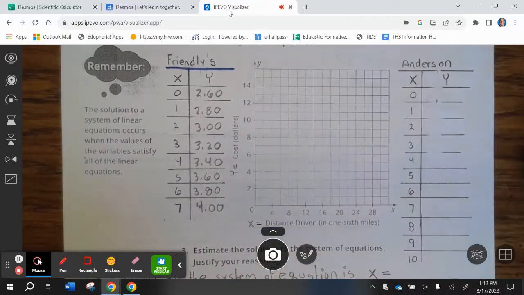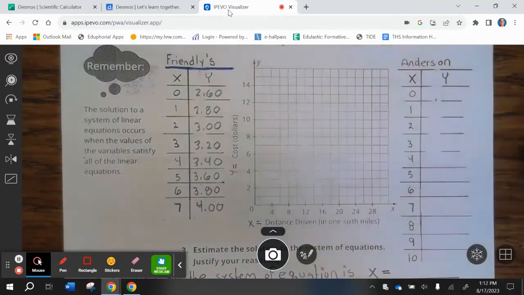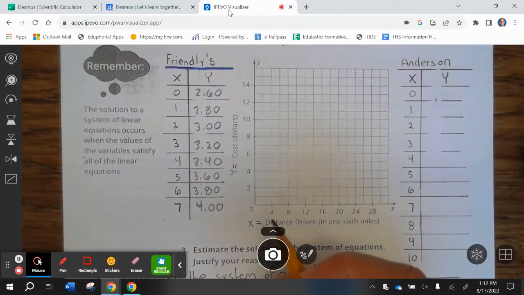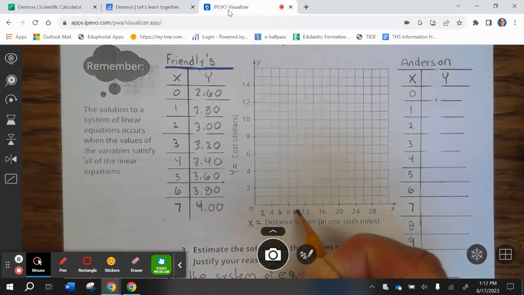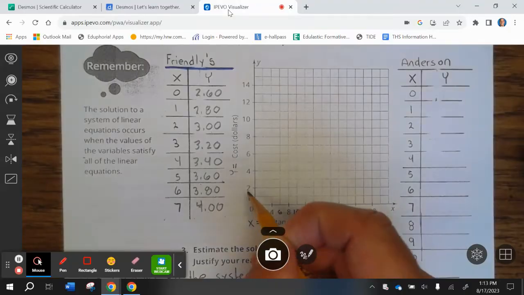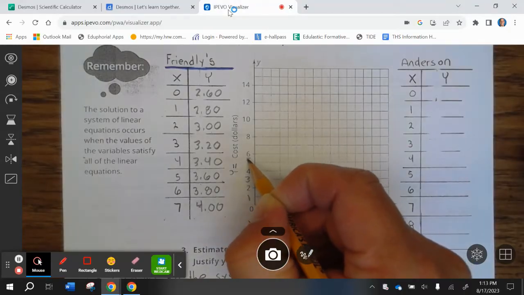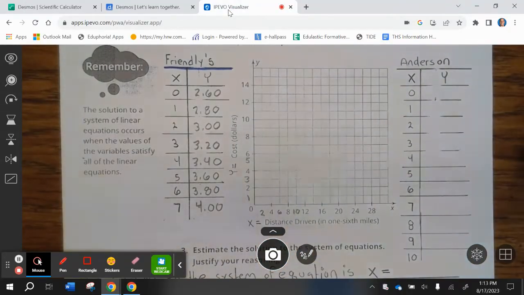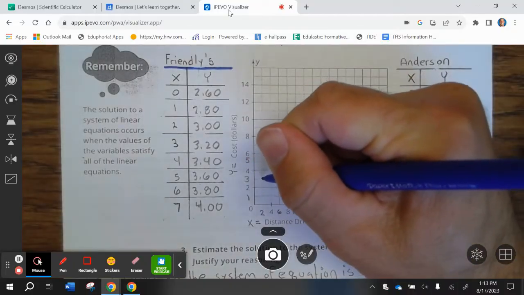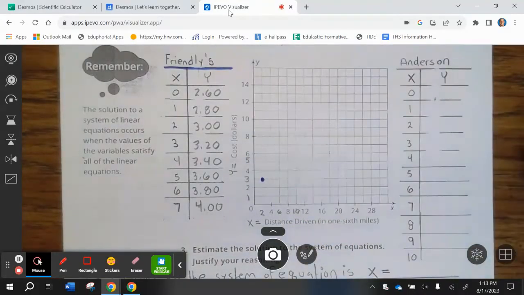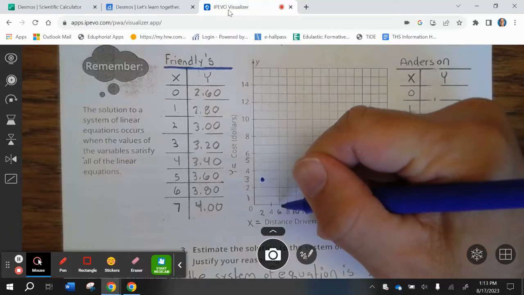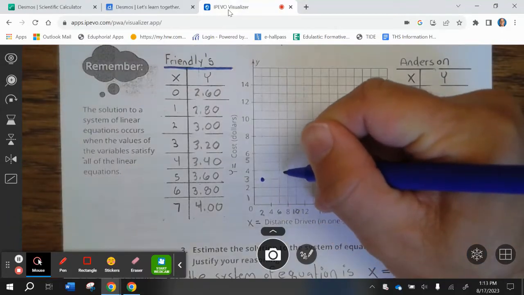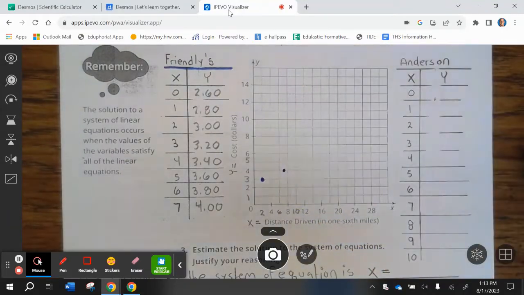So we're going to graph 2. And you can see here that if that's 4, this is going to be 2, 4, 6, 8, 10. So these are counting by 2, and these are counting by 1, 2, 3. Okay, so 2, 3 is right here. And then 7 between 6 and 8. So 7, 4 is right here. Okay, and you only need 2 points for a line.